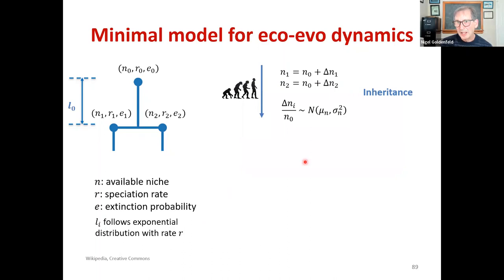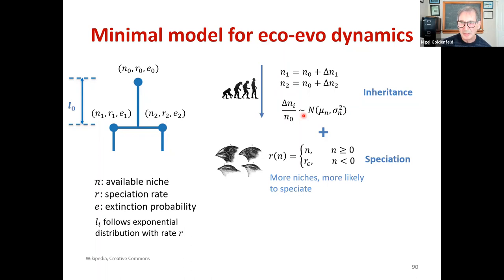So let's talk about the dynamics of these three variables that describe our system. The first one is the niche number itself, and the niche that you have is inherited from your ancestors, but can be modified. And because it's going to depend on how many niches you had previously, this is a geometric Brownian motion process like this, at least in some first approximation.